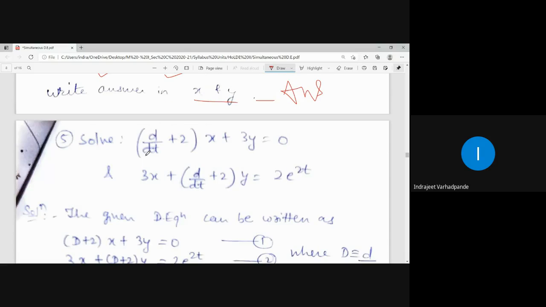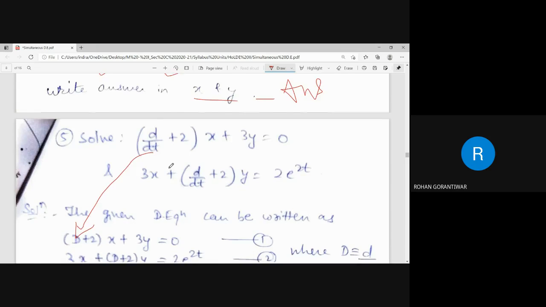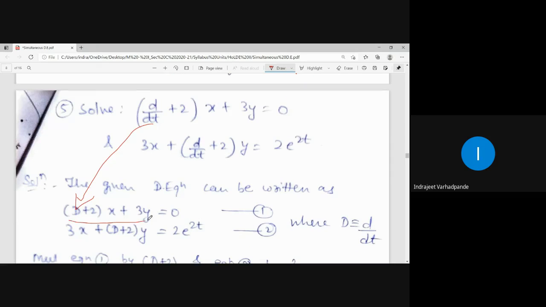Here, to avoid confusion, they have provided us with the operator. What does this operator represent actually? This operator D represents d by dt. So how will the bracket be generated? (D plus 2) into x plus 3y is equal to 0. 3x plus (D plus 2) into y is equal to 2e to the power 2t.